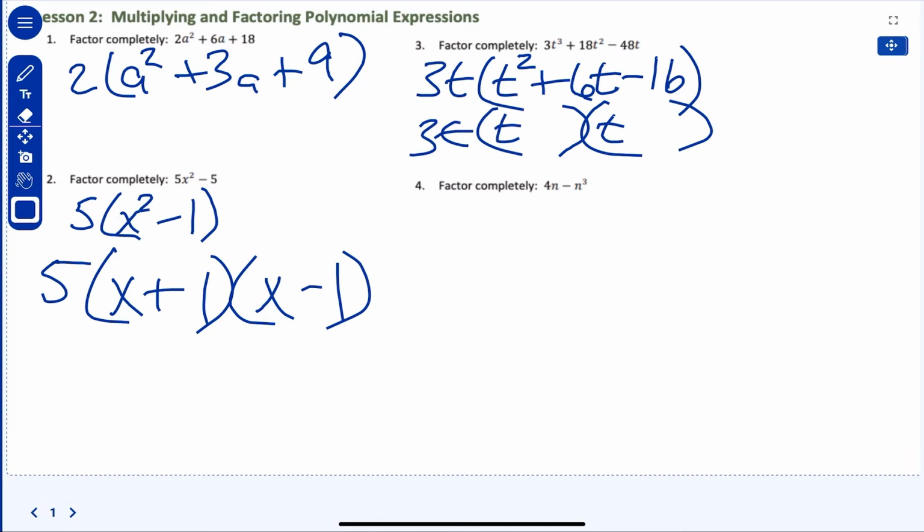You're going to have a positive and a negative answer here. Okay? And you know, since your middle term is positive, your biggest number is going to be positive. Now, how do you find these two numbers?